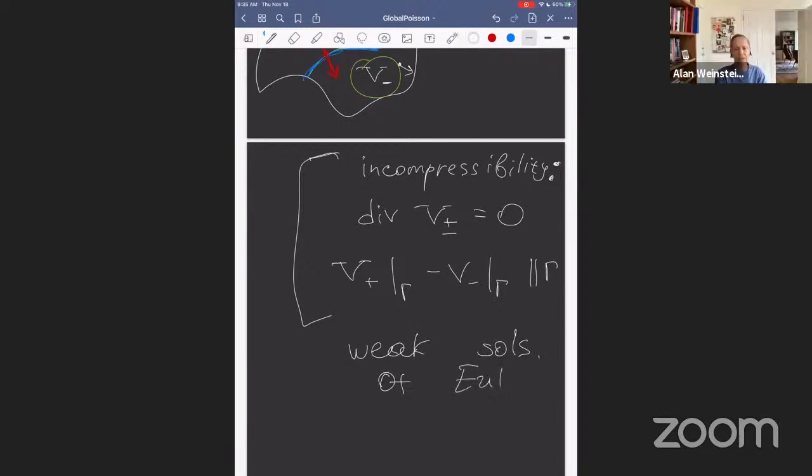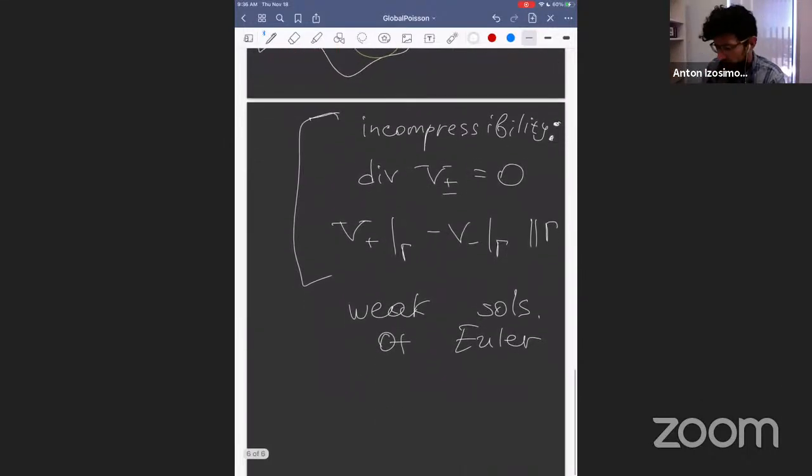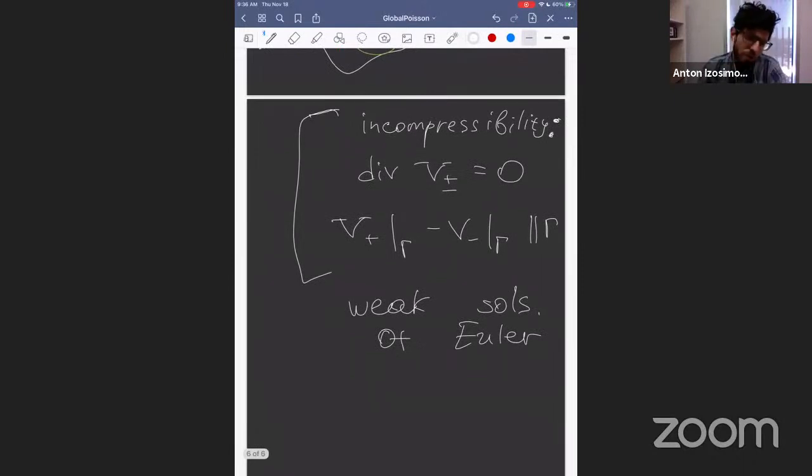I have a question. Do the velocities determine the motion of gamma? The velocity does determine the motion of gamma. So far here there is no dynamics, but the fact that it should be a weak solution of the Euler equation implies that gamma is actually transported by the velocity field.